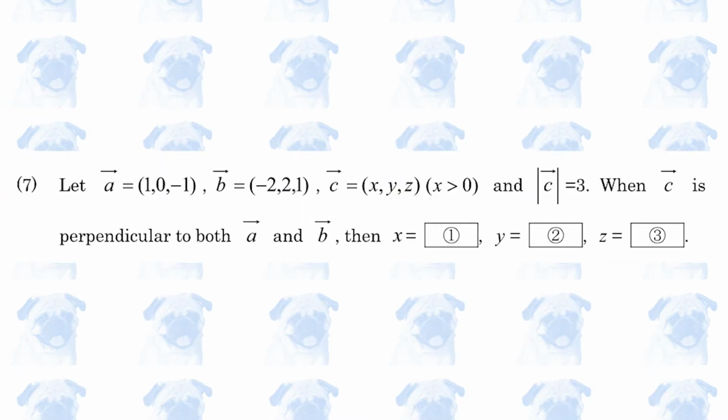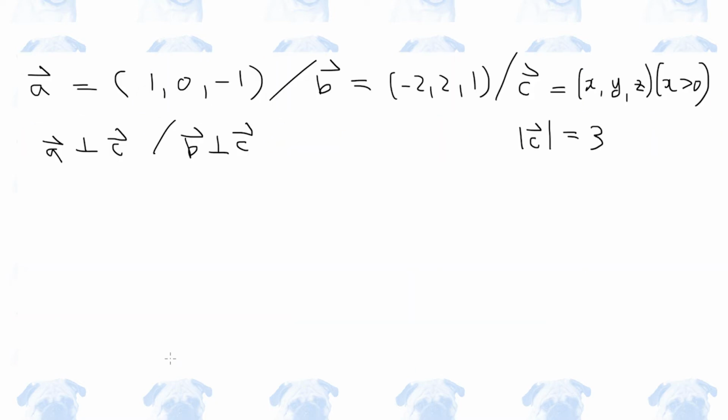Section 1, number 7. In this question we have 3 vectors, vector A, vector B, and vector C. And we are told that the magnitude of vector C is 3. Vector C is perpendicular to both vector A and vector B. And we need to find the values of x, y, and z. When 2 vectors are perpendicular to each other, the dot product of the 2 vectors must be equal to 0. Vector A dot vector C is 0, and likewise, vector B dot vector C is 0.